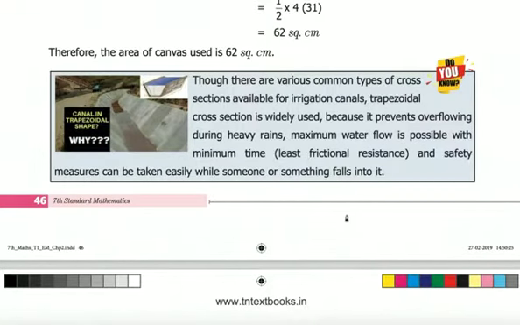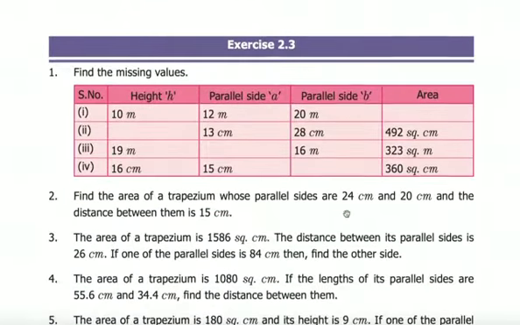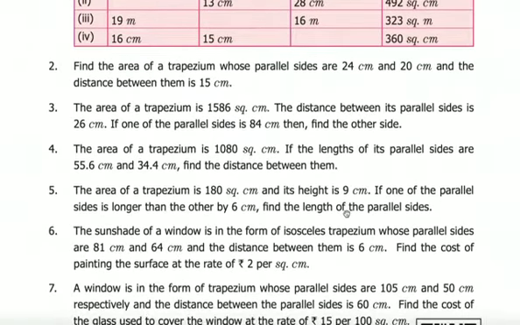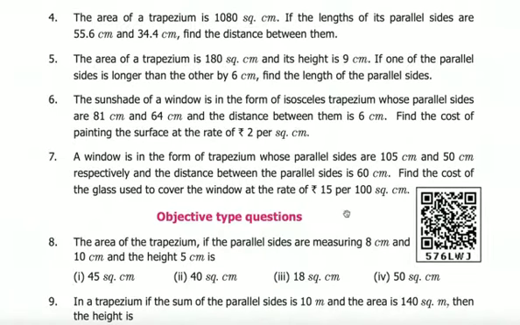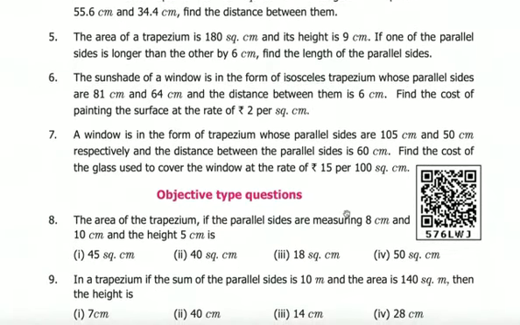Though there are various common types of cross sections available for irrigation canals, trapezoidal cross section is widely used because it prevents overflowing during heavy rains. Maximum water flow is possible in minimum time with least frictional resistance, and safety measures can be taken easily when someone or something falls into it. Find the missing values, which you can do easily. The second problem is also easy, third is also easy, fourth is also easy, fifth also there is nothing.